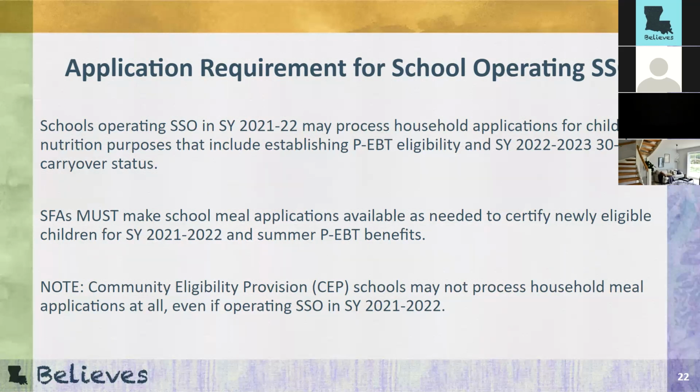So that kind of raises the question of, okay, should we or should we not process meal applications? Well, one of the other lines included in the guidance from USDA is that even if an SFA does not want to process meal applications, they must make school meal applications available as needed to certify newly eligible children for school year 21-22 and summer 2022 PEBT benefits. So that even complicates things a little bit more. We may not have planned on processing meal applications, but we still have to have them available for those households that want to fill one out to qualify for PEBT. So that's when things really got confusing.